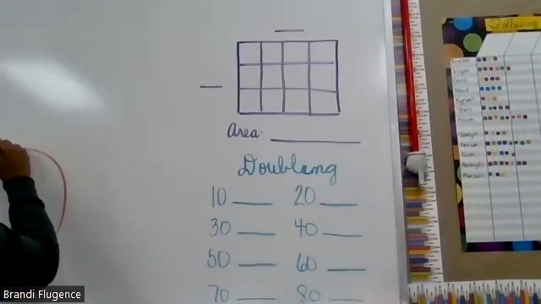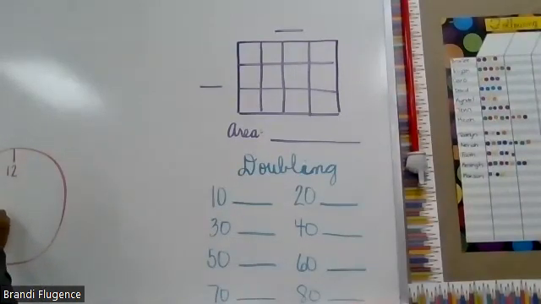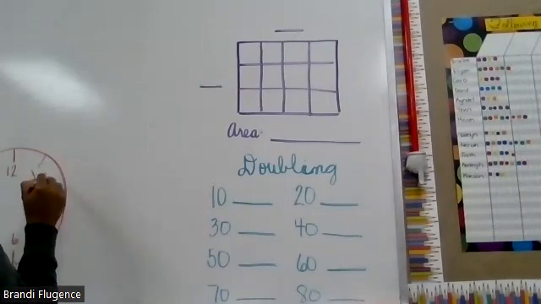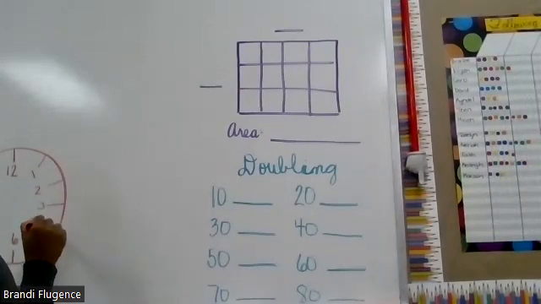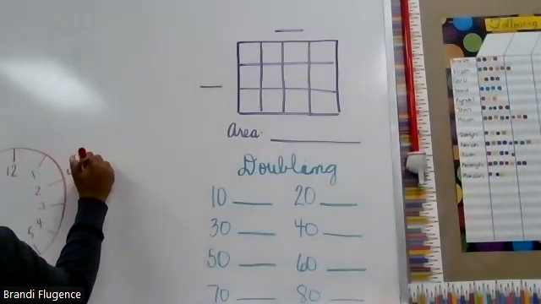2 times 1 equals 2. 3 times 9 equals 27. 2 times 3 equals 6. 4 times 4 equals 16. 5 times 1 equals 5. Dennis?